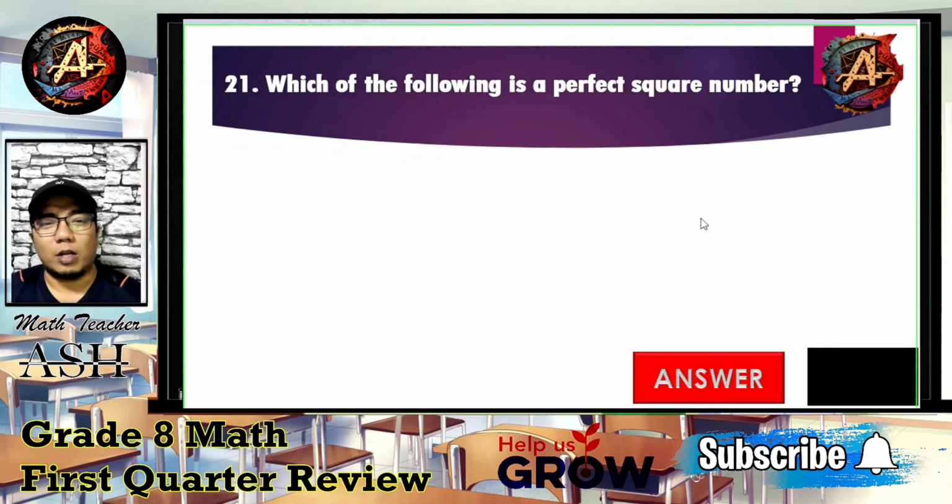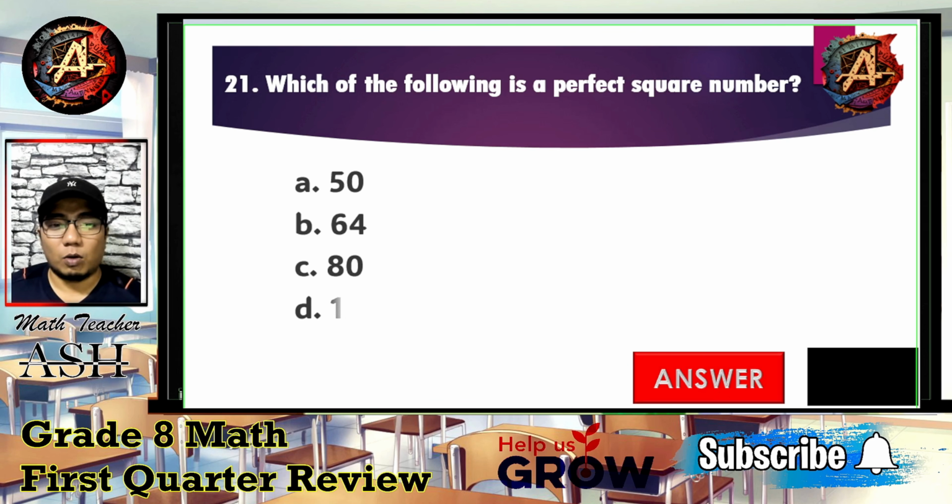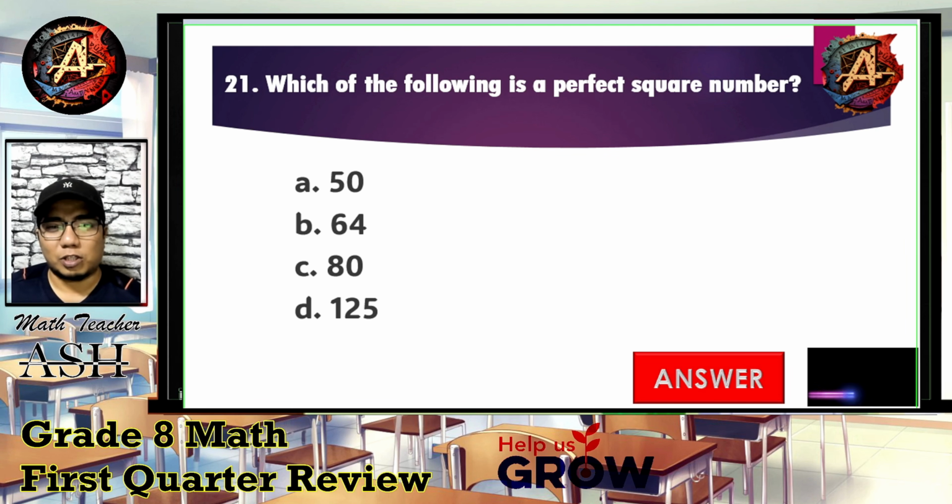Question number 21. Which of the following is a perfect square number? Is it A, 50, B, 64, C, 80, or D, 125? I'll give you 5 seconds to think about your answer.